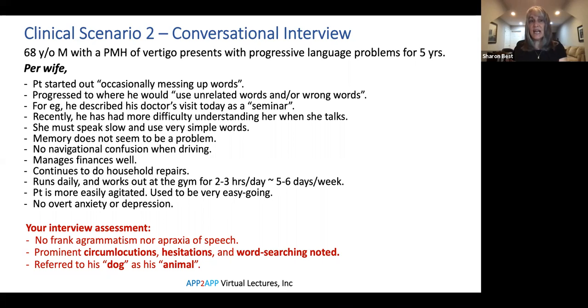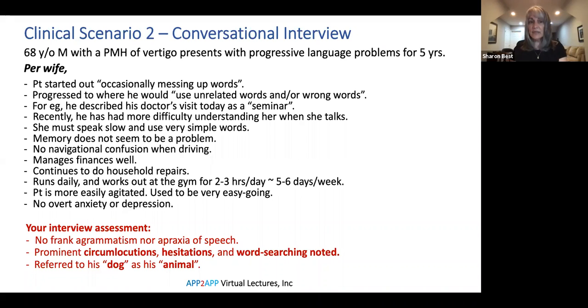He recently had more difficulty understanding her when she talks. She must speak slow and use very simple words. Memory doesn't seem to be much of a problem for him. Doesn't have navigational confusion when driving. Manages finances and household repairs fine.